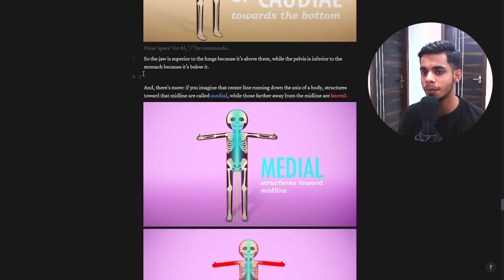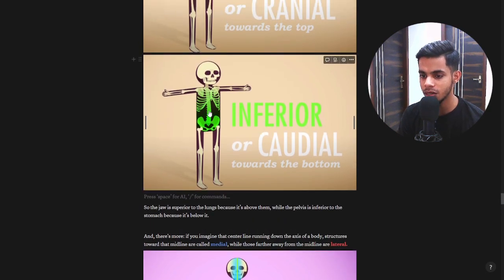Okay, let's take this example, right? So the jaw is superior to the lungs because it's above them, while the pelvis is inferior to the stomach because it's below them. Now if you can see this image, where is the jaw? The jaw is here, right? What is below the jaw? Basically your lungs or your rib cage, right? Now if I take the lungs as reference, where is my jaw? It is superior to the lungs, which is above the lungs.